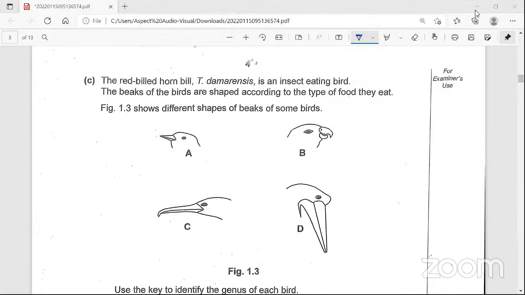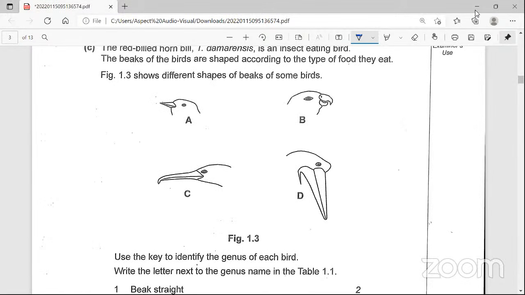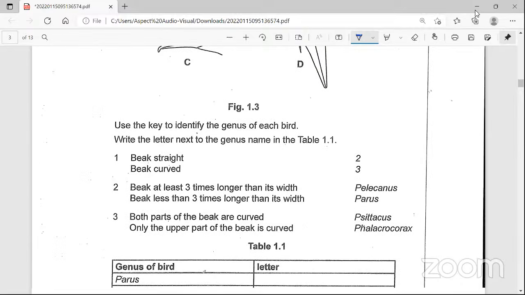Okay, the red-billed hornbill, T. damarensis, is an insect-eating bird. The beaks of the birds are shaped according to the type of food they eat, right? Figure 1.3 shows different shapes of beaks of some birds. So we've got your A, B, C, and D. Those are your characteristics. So please note, with such questions, you need to look at the physical characteristics, what you can see. Are we together? Now they ask you, use the key to identify the genus of each bird. Write the letter next to the genus name in table 1.1.